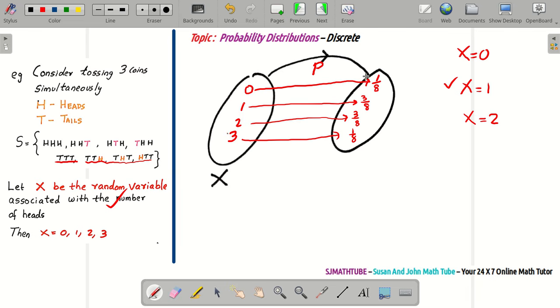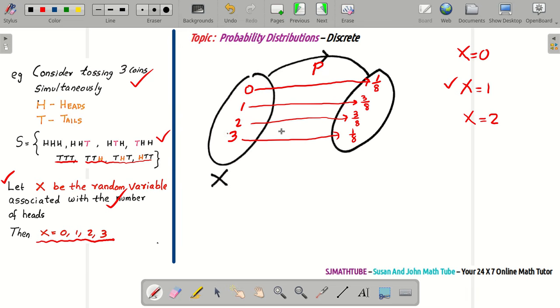So look at this. This is called a probability distribution function. We have a random experiment, and from the random experiment we have a sample space. And then what we did is we defined the random variable that is related to the experiment. Now we found all the possible values of x. Then we modeled it using probability. And this is called a probability distribution function.